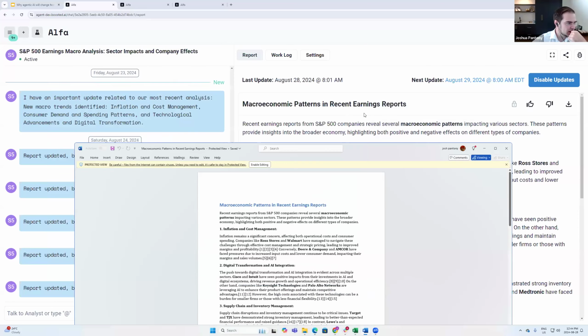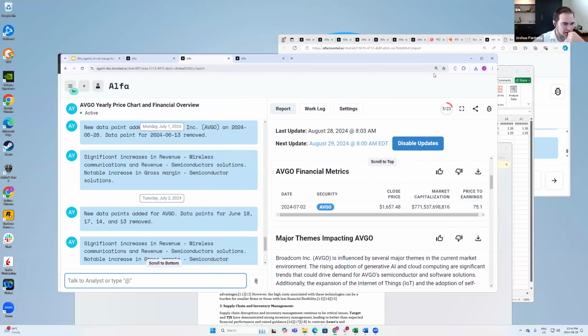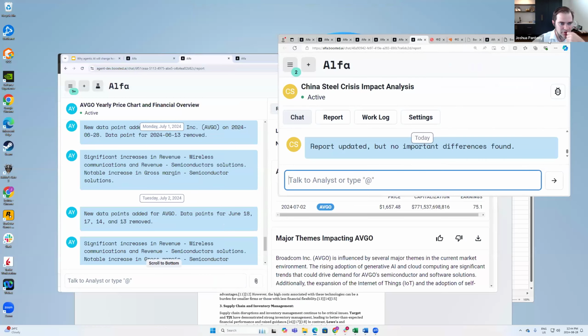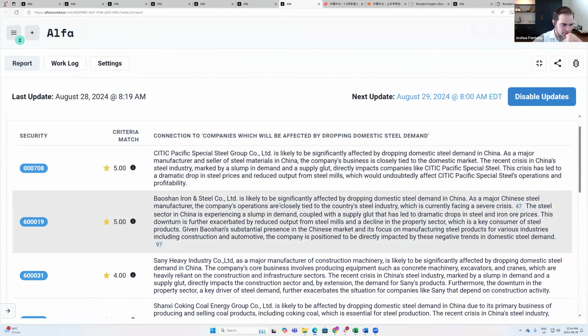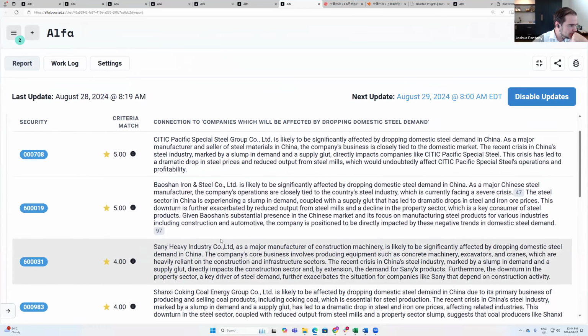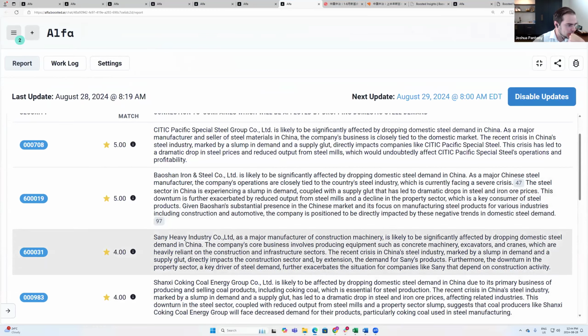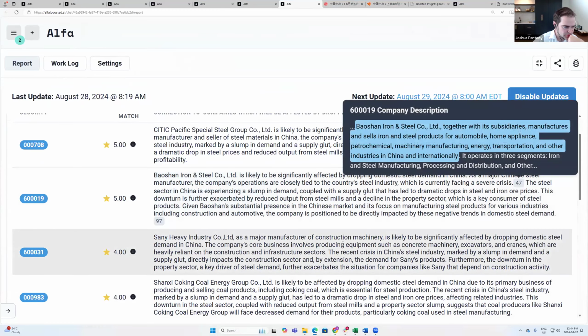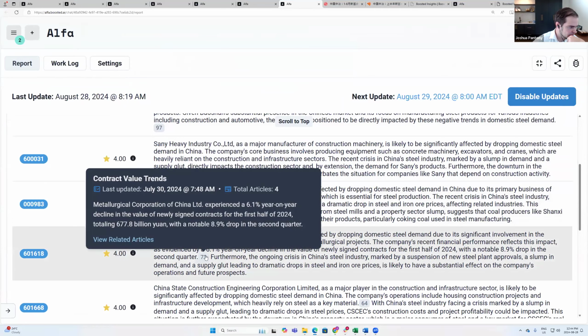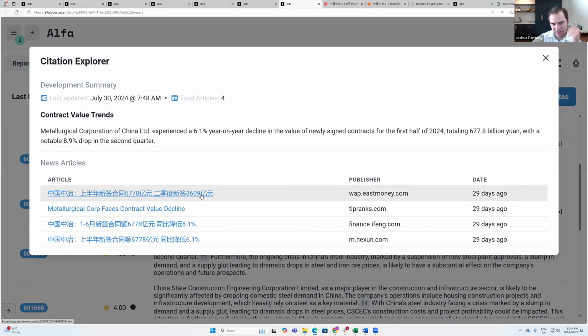Cool. How impactful is the system in monitoring data for global equities, non-US? Yeah, so we cover 35,000 securities, including pretty much every major market. I think I had an example, one of my agents somewhere, that was looking at Chinese companies. This is looking at Chinese companies that are being affected by domestic steel demand. Let me see if I can find some cool Chinese data as part of this. Okay, yeah, so this is probably Chinese. And then you can see it's sucked in a bunch of Chinese articles as part of this.